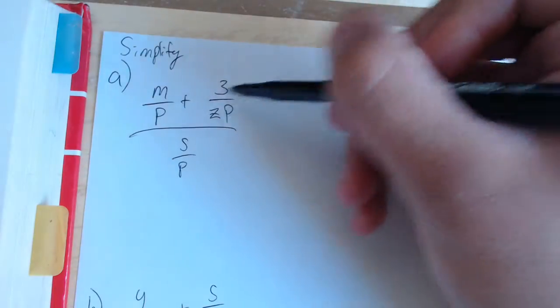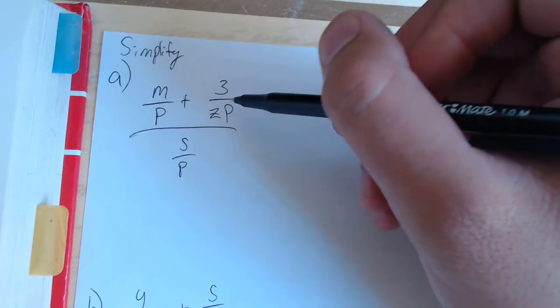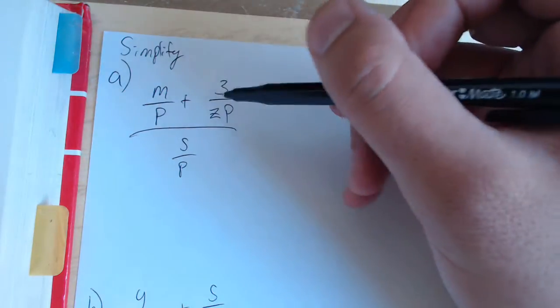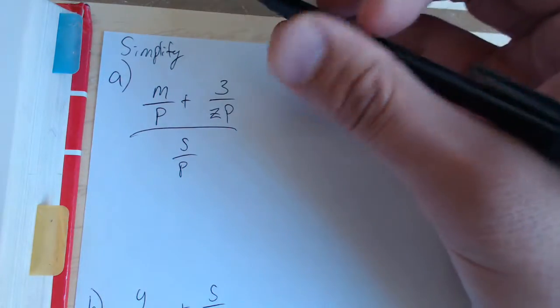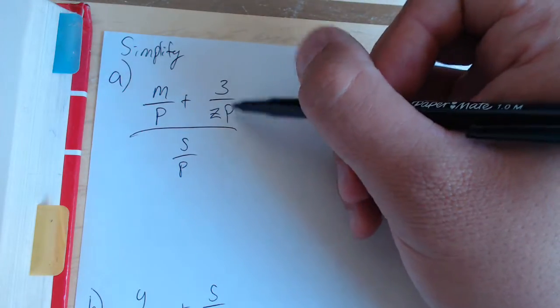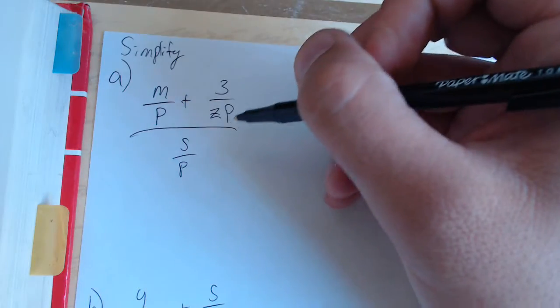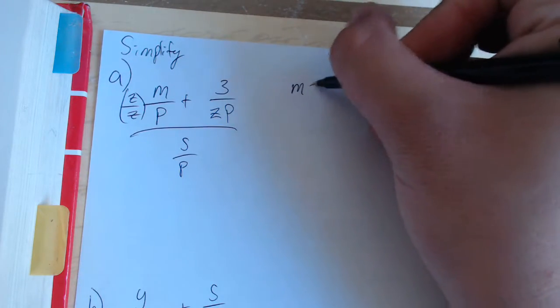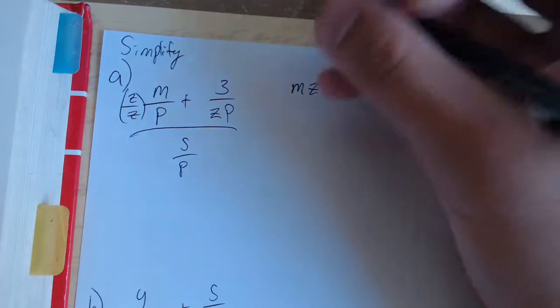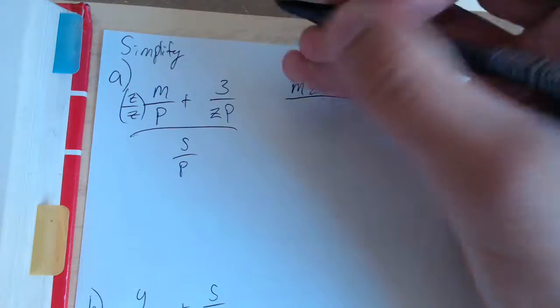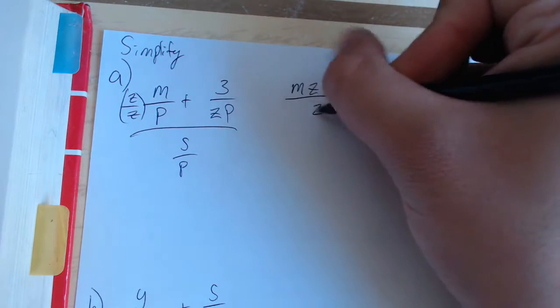The first thing we want to do is simplify this numerator, since it's written as a polynomial in integers. So our common denominator is going to be zp, and this first term is missing the z. So we'll start by multiplying that by z over z. So that changes our numerator to mz plus 3, and then we can write it all over the common denominator of zp.